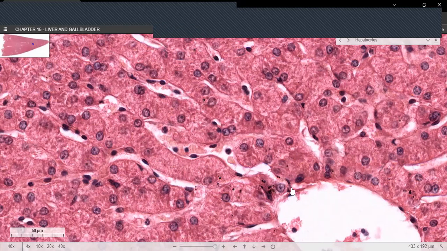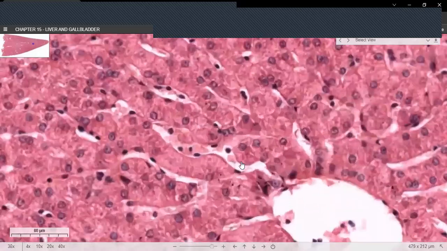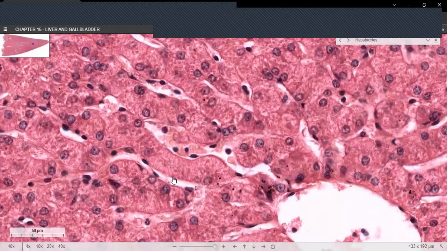And you can see here's an endothelial cell, a squamous type of cell. As blood flows here, it will move from the sinusoid into the perisinusoidal space of Disse. Those spaces are very small, but they lie between the endothelium of the sinusoid and the hepatocytes. So in between, we have the perisinusoidal space of Disse.